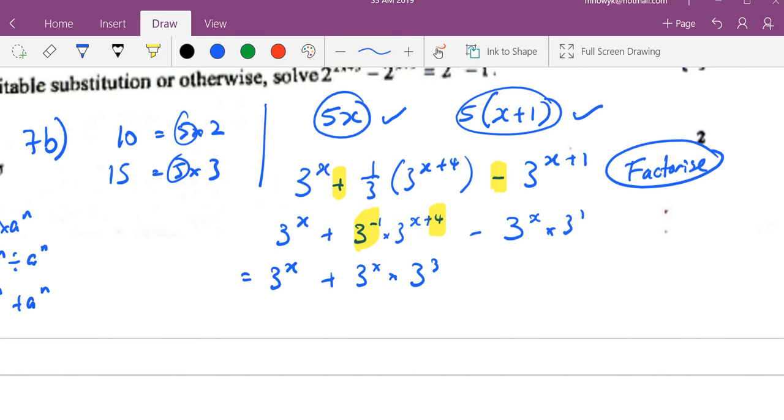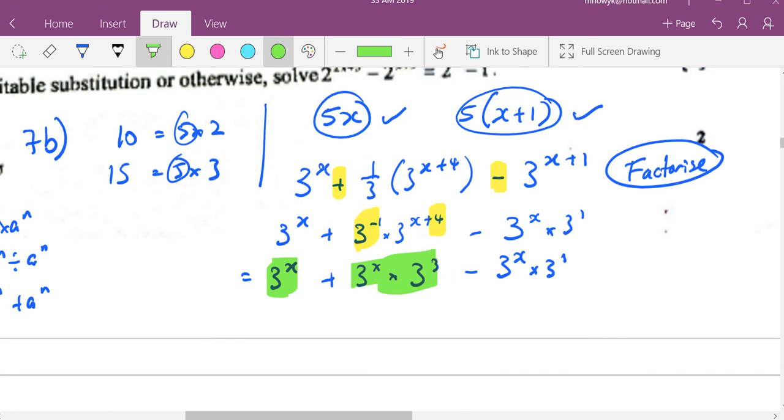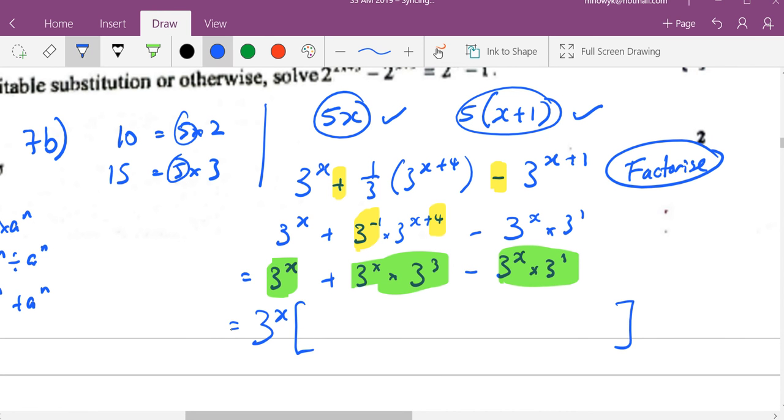Why? Because AM times AN is plus the power, right? Now the last one, same thing, minus 3x times 3 1. Now you take note, over here there's actually 3 terms, right? So if I were to factorize, I can take out 3x. Something is left in the first one. I already take out, so left 1, right? Second one, plus 3 cube. That's where you die.